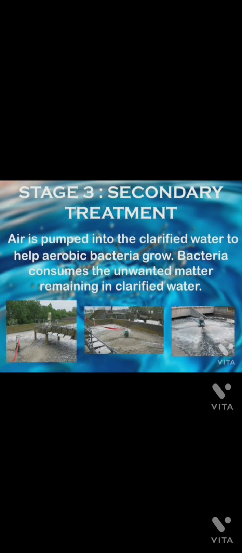After this, air is pumped into the clarified water to help aerobic bacteria grow. Bacteria consume unwanted matter still remaining in the clarified water. After hours, the suspended microbes settle at the bottom of the tank as activated sludge. The water is then removed from the top. Activated sludge is 97% water. Sand drying beds remove this water and the dried sludge is used as manure.